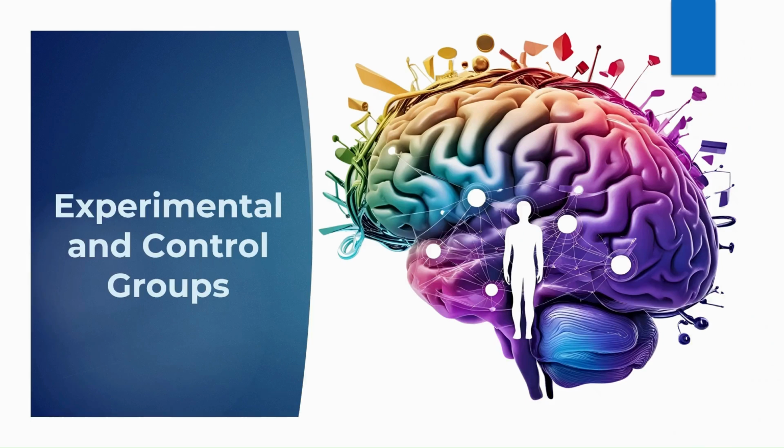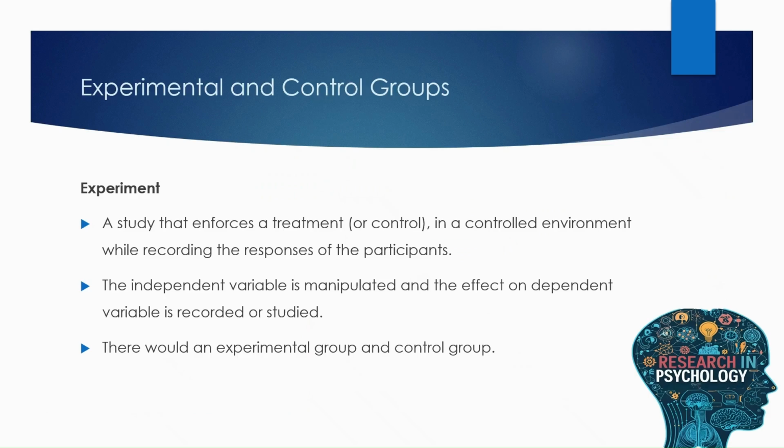Now next we have experimental and control groups. Let's see what are experimental groups and what are control groups. To start with, let's see what is an experiment. An experiment is a study that enforces a treatment or control in a controlled environment while recording the responses of the participants. So it is essentially a study that is planned and enforced in a controlled environment while the researcher is recording the responses of the participants. Okay, the independent variable is manipulated and the effect on the dependent variable is recorded or studied.